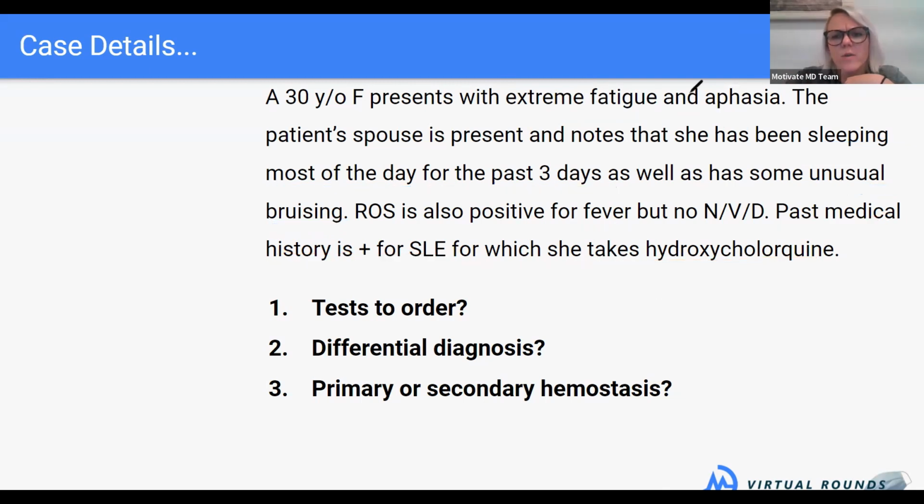What tests do you guys want to order? Go ahead and let me know. What do you think is going to point you in the direction of what you may think is going on? CBC, good. Yeah, we want to look at white blood cells. Good. For those of you that said CBC, what do you want to look for specifically in someone that has fatigue and is bruising?